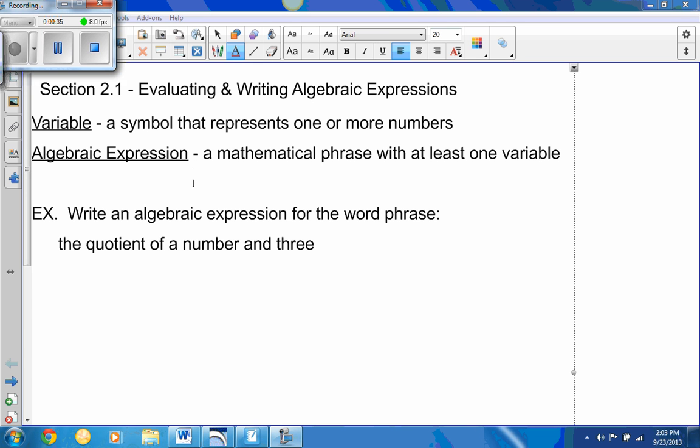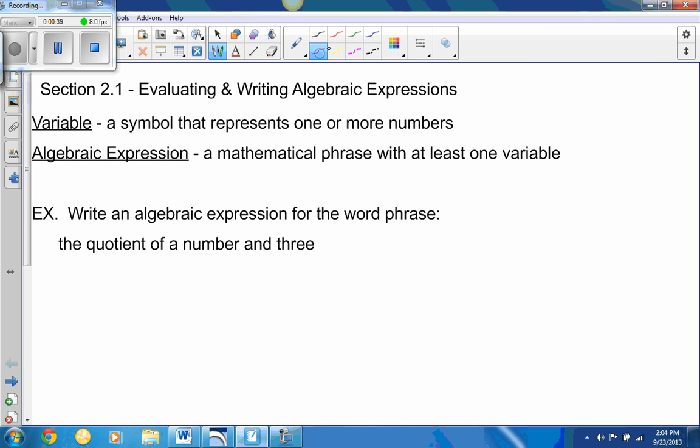So an example of that could be very simply just x plus 3. An expression does not have an equal sign in it. Once it has an equal sign, it's called an equation. Okay, so that's the difference between an equation and an expression.